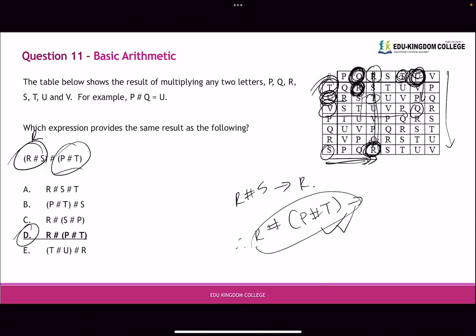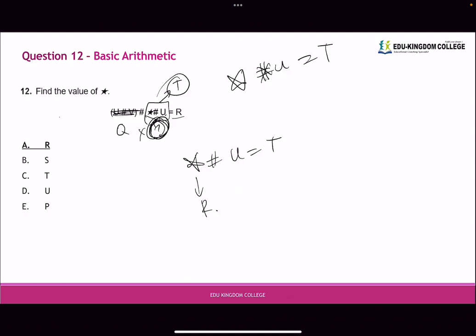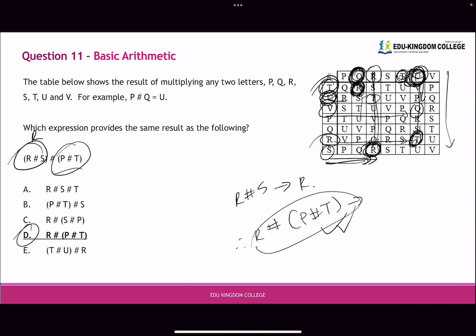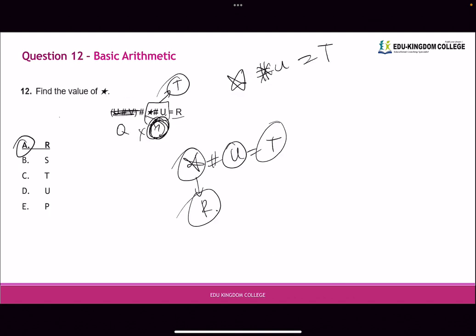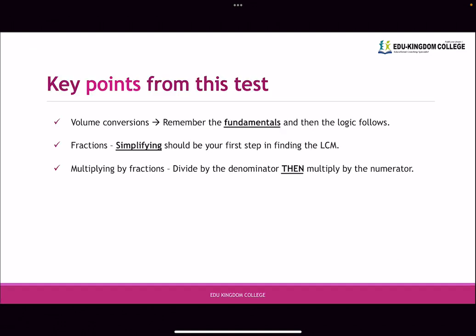So U, look all the way down. T is our result. So what is the intersection? It's with R. So again, U times something equals T. What is that something? It's R. So our star is equal to R. Very good. So I think that was the last question in this solutions video.